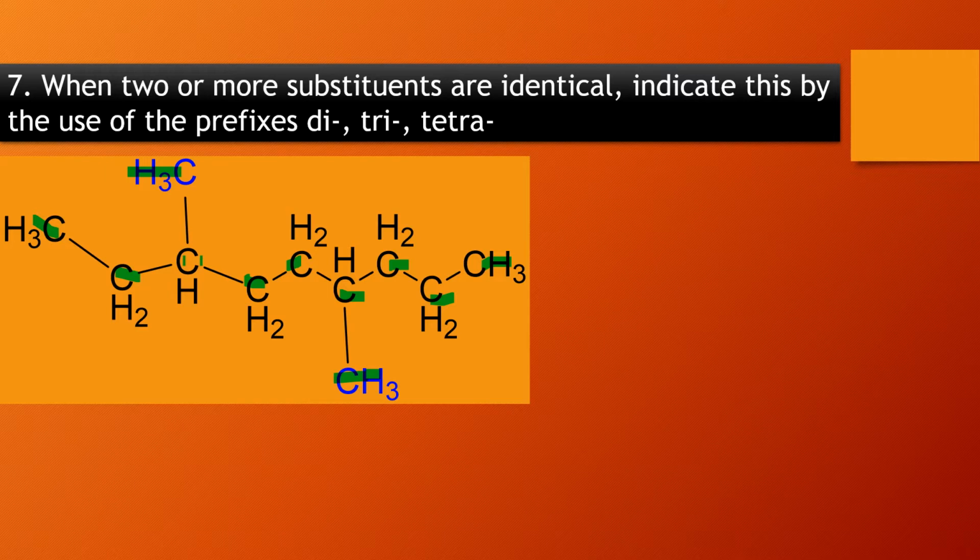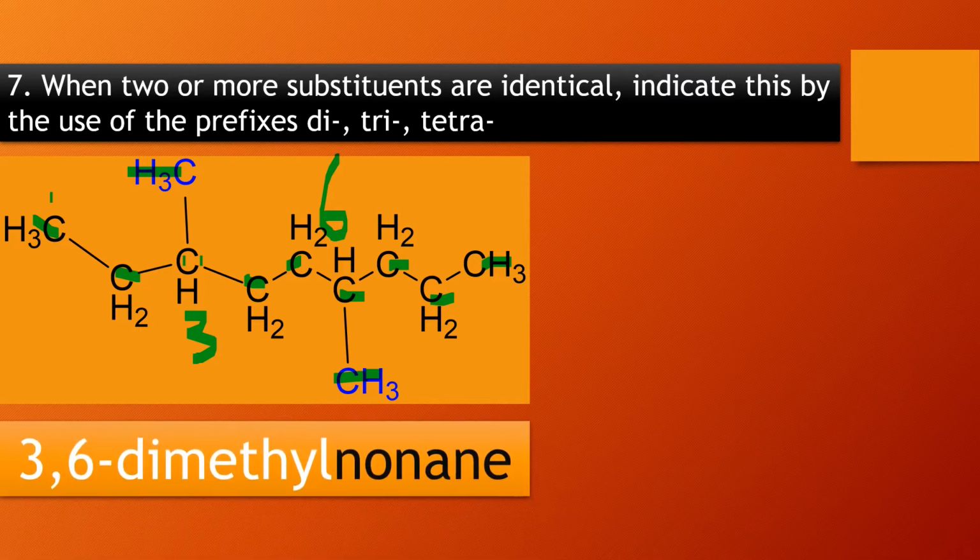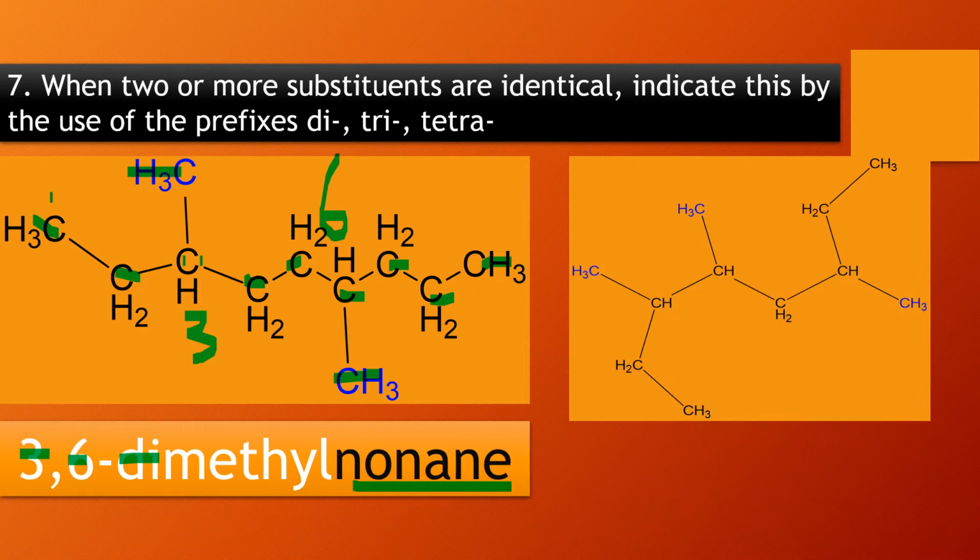So we should start counting from here. So this is the third number, and this is the sixth number. So how will we call it? 3,6-dimethyl nonane. So its name would be 3,6-di. Why di? Because there are two methyl groups, so 3,6-dimethyl nonane. It is very simple.